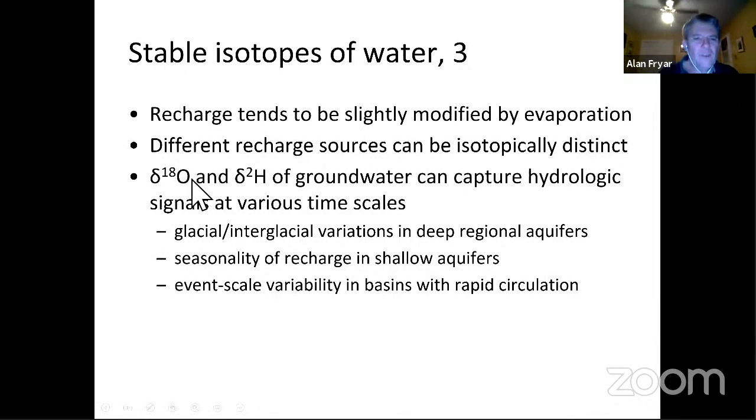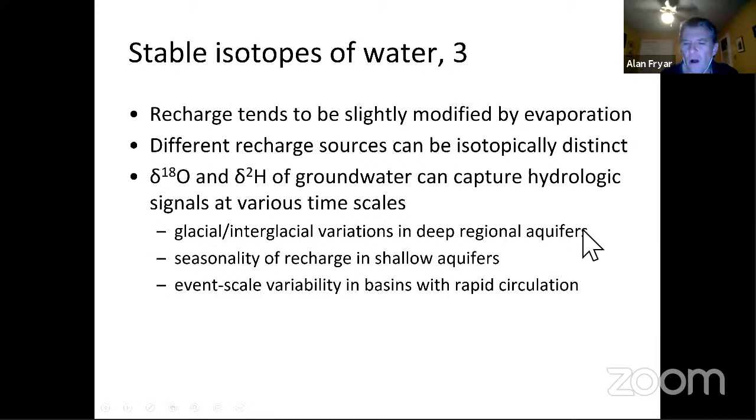And finally, even though oxygen 18 and deuterium are stable isotopes, they're not radioisotopes, so you can't use them specifically for dating. They're useful for relative dating rather than absolute dating, for capturing hydrologic signals at different time scales because of the dependency of isotopic compositions on parameters like temperature.